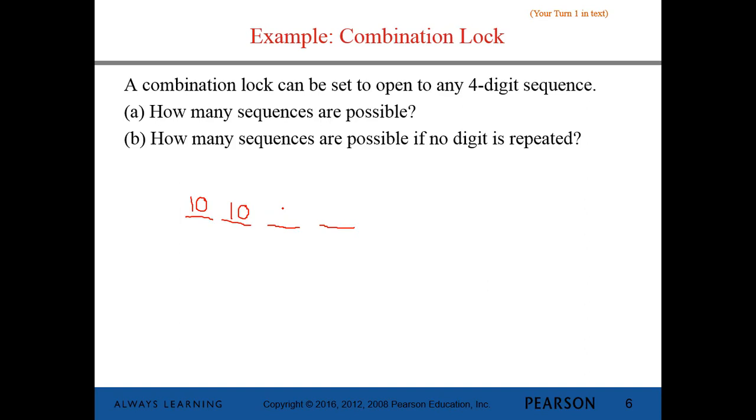And how many choices do I get for the third digit? Well, I get 10. And how many do I get for the last digit? I get 10. And so now the fundamental counting principle says take each one of these and multiply them together. If I multiply them together, what do I get? I get 10,000. So there are 10,000 possible sequences for this combination lock.